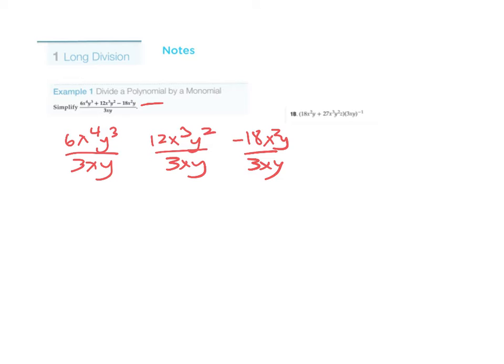So I divide my numbers. 6 divided by 3 is 2. I subtract my exponents. 4 minus 1 is the third power. 3 minus 1 is the second power. So there's my first one done.